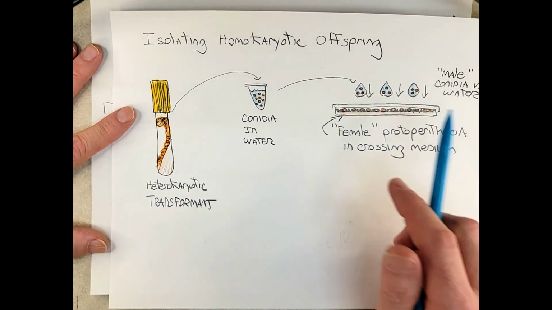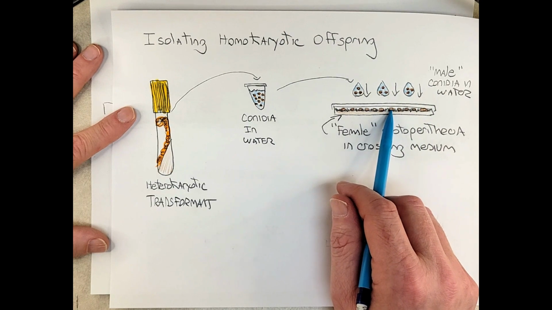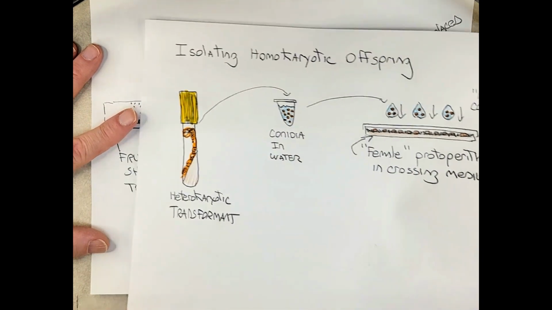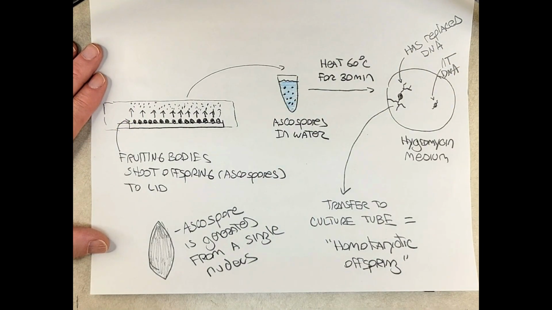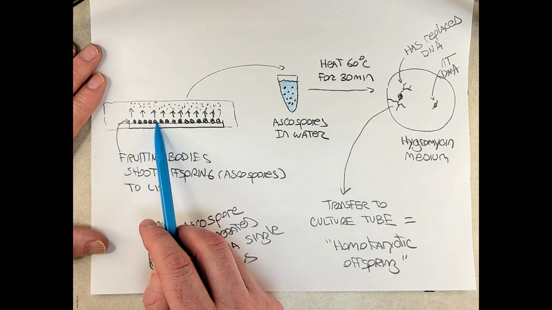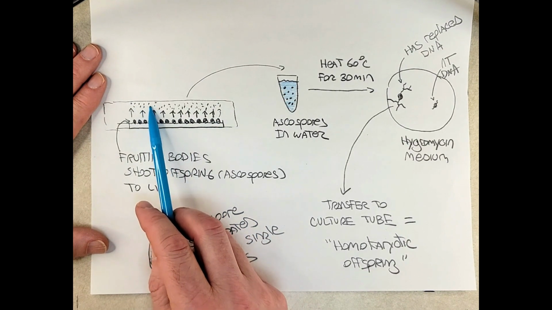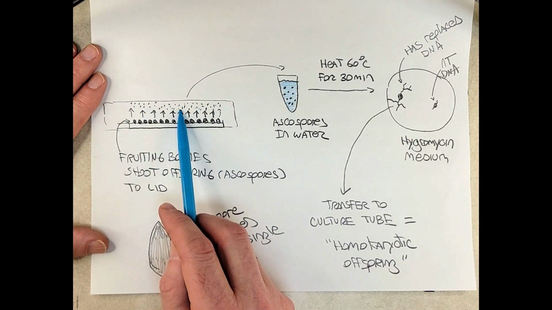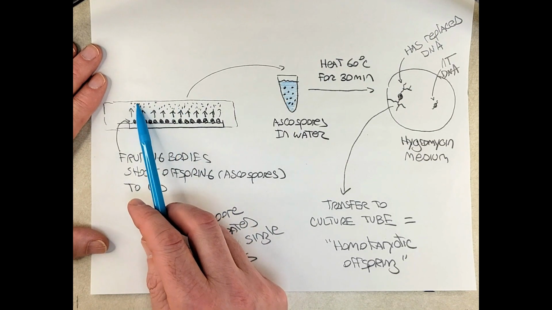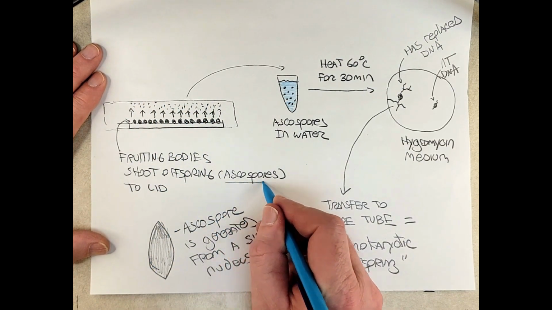So this is the fertilization process. We're fertilizing the protoperithecia with the conidia. After about a month, that cross will produce what we call mature fruiting bodies called perithecia. They will shoot their ascospores out of the perithecia, out of the fruiting body, onto the lid of the crossing plate. Now, I said ascospores.